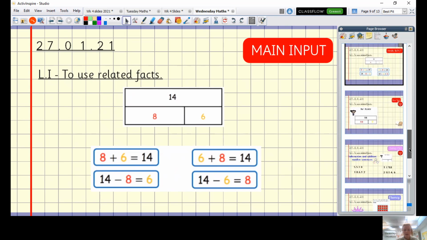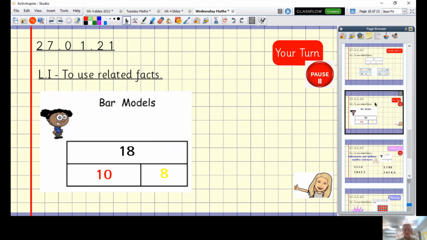Okay, let's have another go at this one. You've got 18, 10, and 8. Can you create your number sentences for this one? Press pause and have a go.